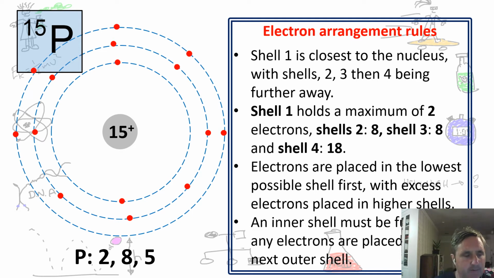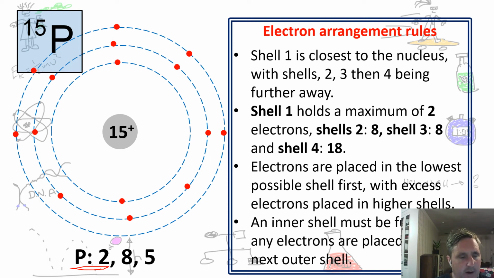Now if I want to write down my electron arrangement, the first thing I do is put down the atomic symbol, which is P for phosphorus. I put down a colon, and then I write level 1, which is 2, comma. The second level, there are 8 in that, comma, and then the next level, which is in this case the valence, or the last level, 5 electrons. That is my electron arrangement.